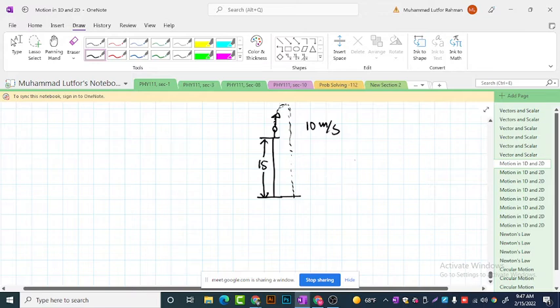Then the question is, how high does it go? That's when I can find out what y is, how high it goes. Second question: when does it hit the ground, and with what velocity? So that means I also want to know the final velocity when it hits the ground.